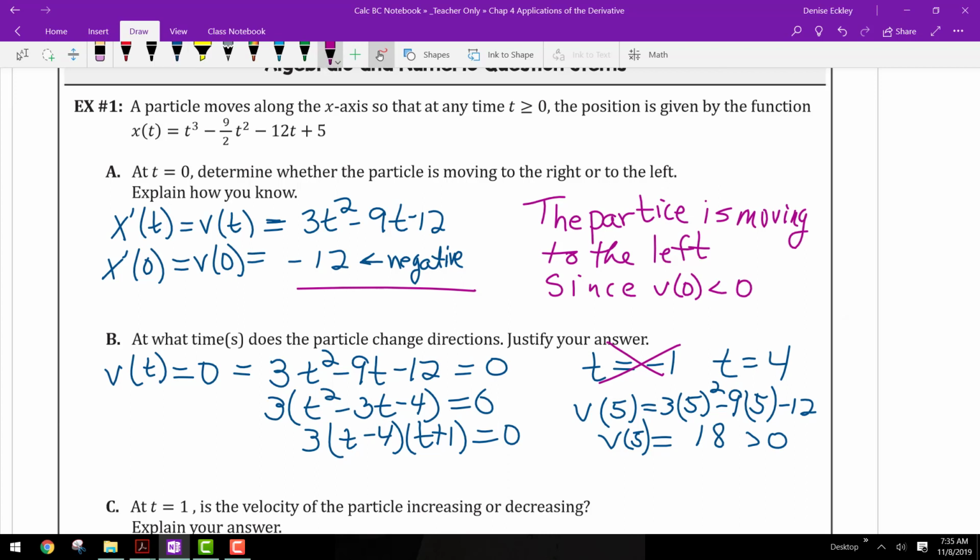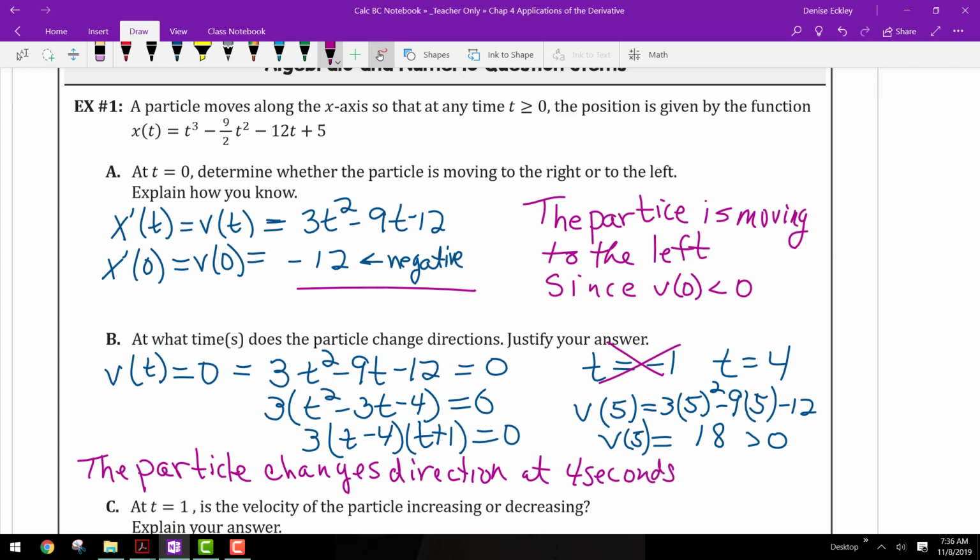So we can write the particle changes direction at 4 seconds from left to right.